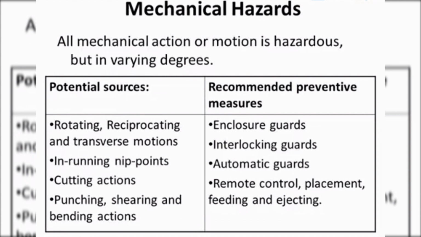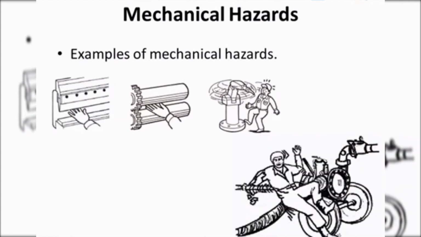Mechanical hazards. All mechanical action or motion is hazardous, but in varying degrees. Potential sources: rotating, reciprocating and transverse motions, in-running nip points, cutting actions, punching, shearing and bending actions. Recommended preventive measures: enclosure guards, interlocking guards, automatic guards, remote control, placement, feeding and ejecting. Mechanical hazards. Examples of mechanical hazards.